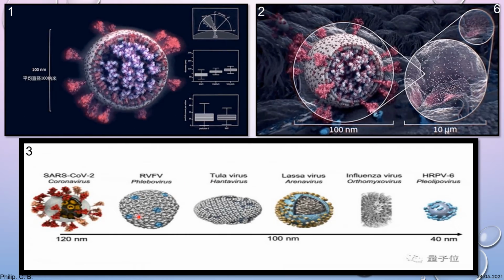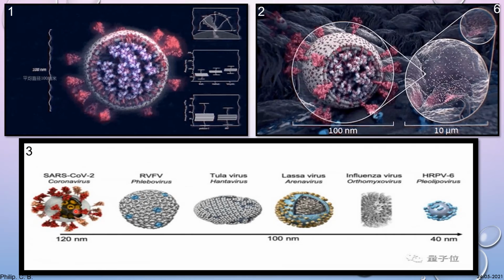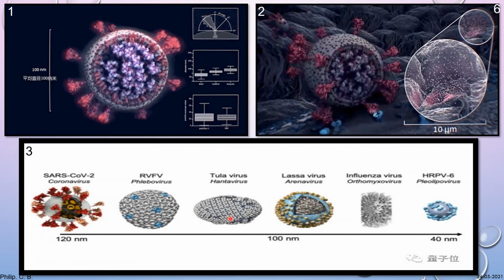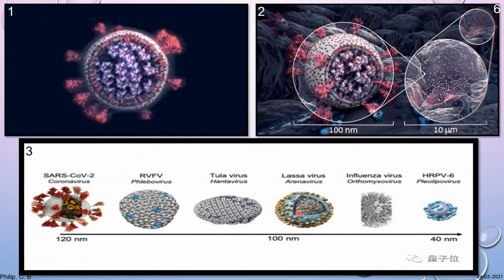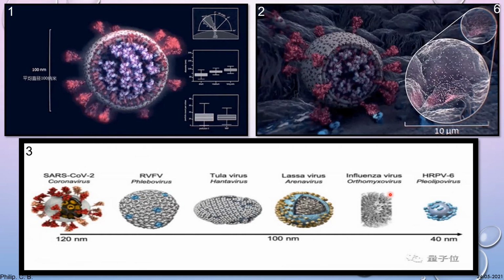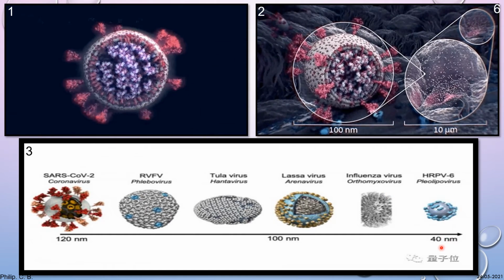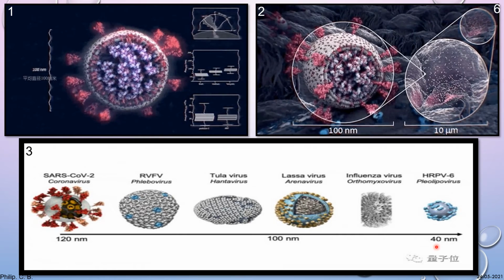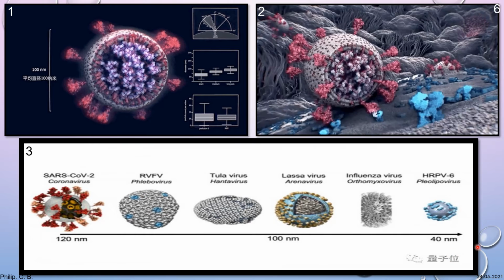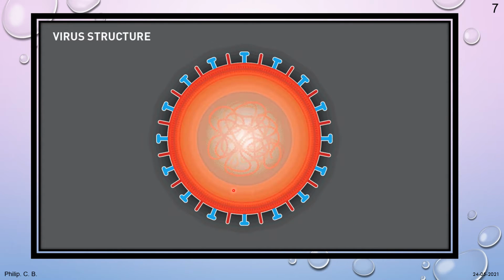That's why in the third image I show 120 nanometer, which is the present coronavirus, and then RPF, flavivirus, Tula virus or hantavirus, Lassa virus or arenavirus, influenza virus, orthomyxovirus, HRPV6, that is pleolipovirus, which is as small as 40 nanometers. So we can see the range from 120 nanometer to 100 to 40 nanometer in size. Then virus structure.